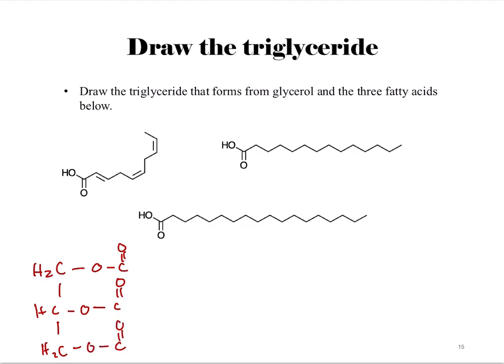And then who wants to give me one of the acids to put in the first spot? Which one? Top left, top right, or bottom? Top left. Top left, okay. Any reason for that one? All right, so that one has 2, 3, 4, 5, 6, 7, 8, 9, 10 carbons. And so it'll be 1, 2, 3, 4, 5, 6, 7, 8, 9.